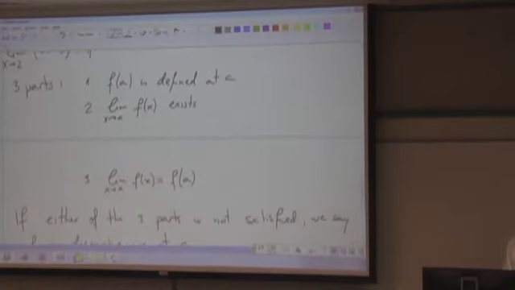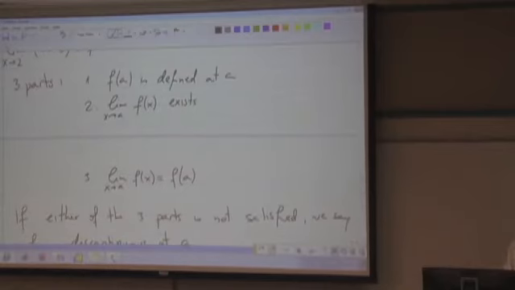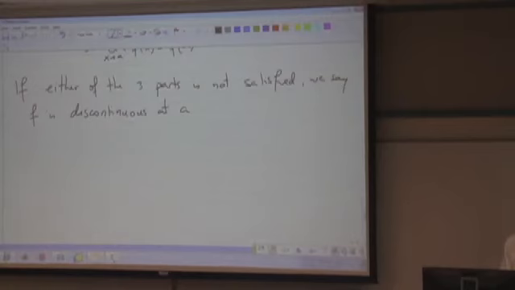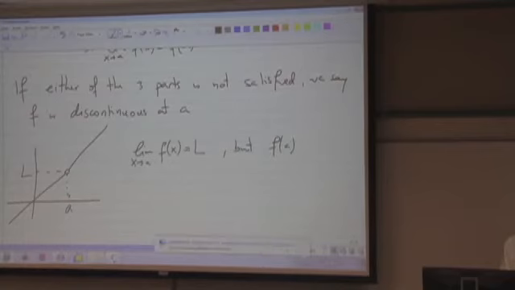So let's come up with an example that satisfies that the limit exists, but f is not defined at a. Well, the simplest example, graphically, is that. If this is a, and this is L, then the limit as x goes to a of f of x is equal to L, but f of a does not exist because it's not part of the domain. Does that make sense?